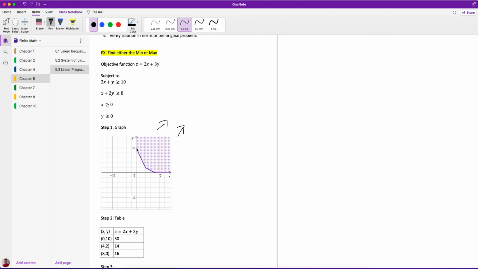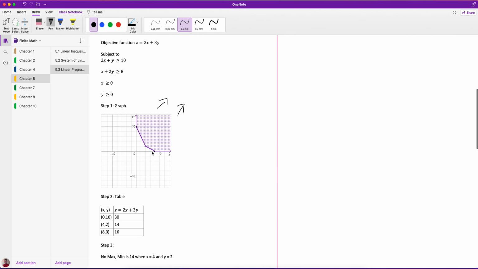And so I can come to these points here, this point, this point, and this point, and I put them in my table. So I got the point 0, 10, I got the point 4, 2, and I got the point 8, 0. And then I just put them in the equation. So 2 times 0 plus 3 times 10 equals 30.